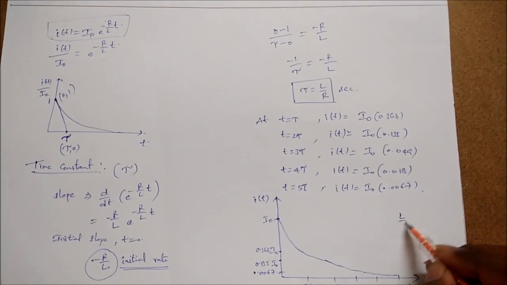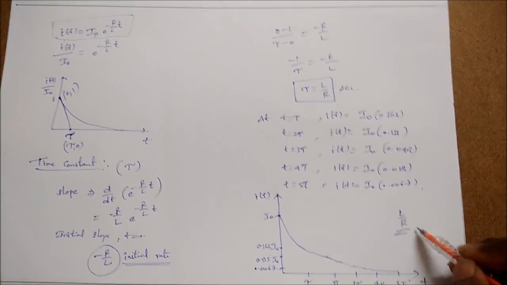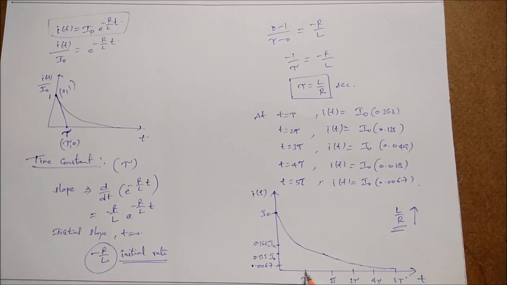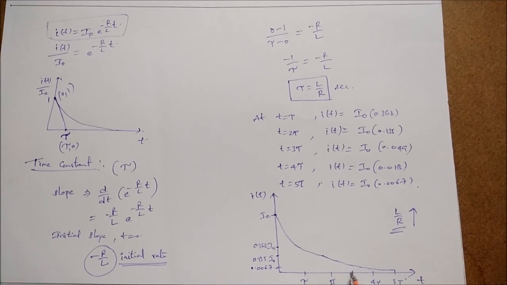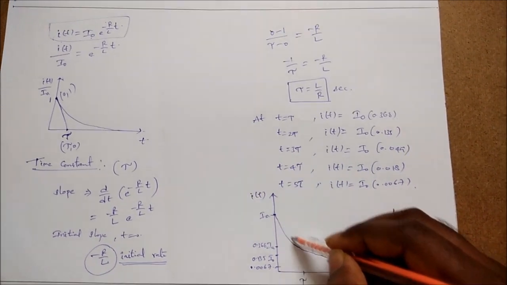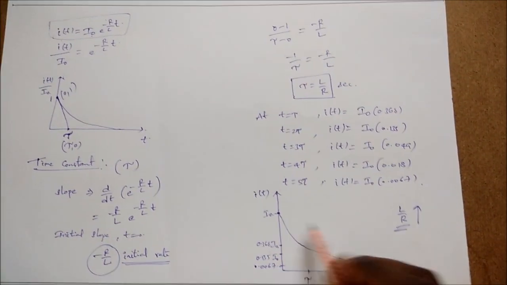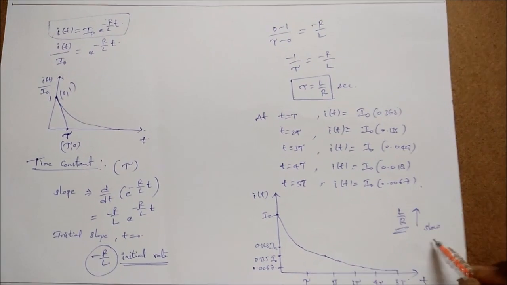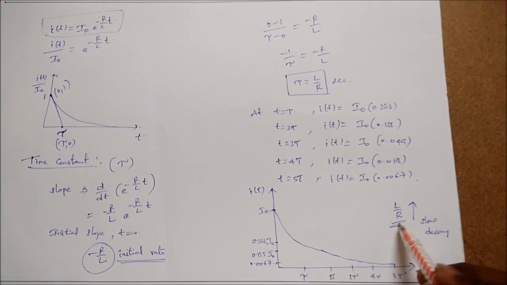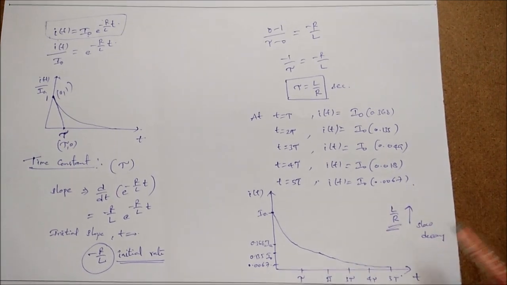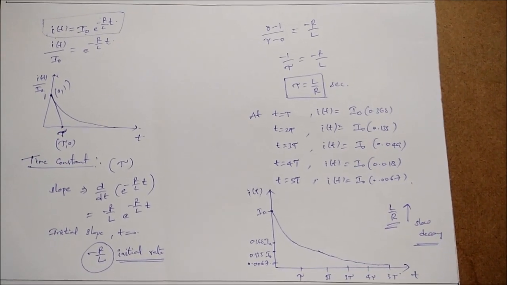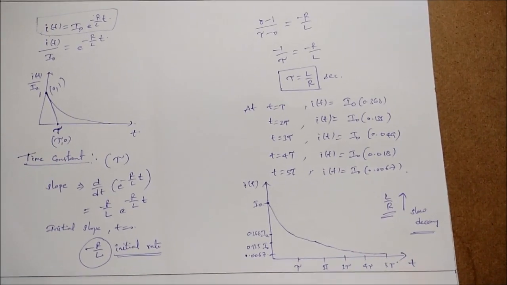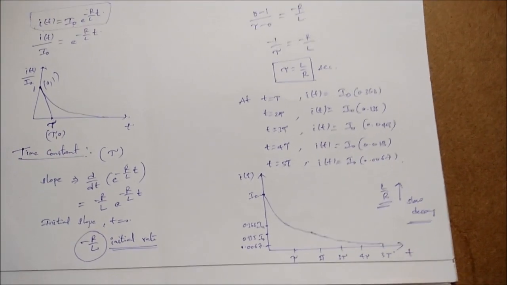Now L by R is the time constant. If the time constant increases, that means t is moving in this direction, that means it is falling at a slow rate. That is called slow decay. If L by R is more, that means the time constant is more, then it is called slow decay. If L by R is less, then it falls very fast, that means fast decay.